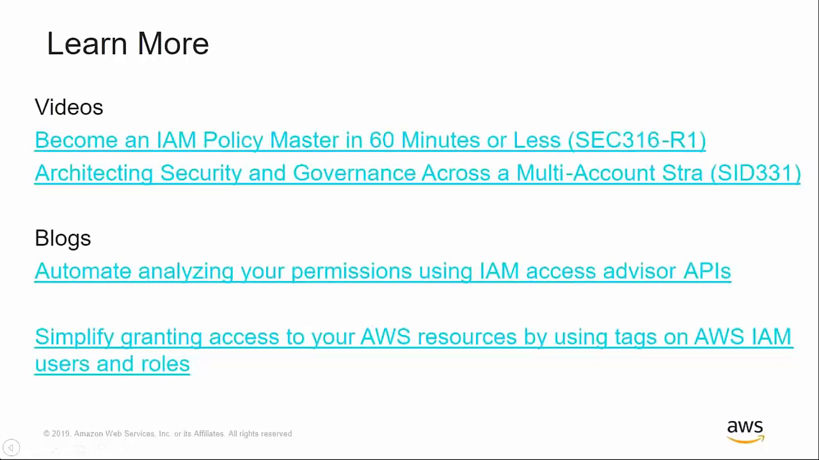And then two blogs if you want more details on what we talked about today. One was automate analyzing your permissions. We talked about that topic, but if you actually want to know the API calls, you want to know the response, and you want to know how to do it, that blog will walk you through it. And then also the tag-based access control blog, if you want to see the policies and the thought process around using IAM tags, which are tags on users and roles, with your auth decisions and tags on resources. That's a great article as well.